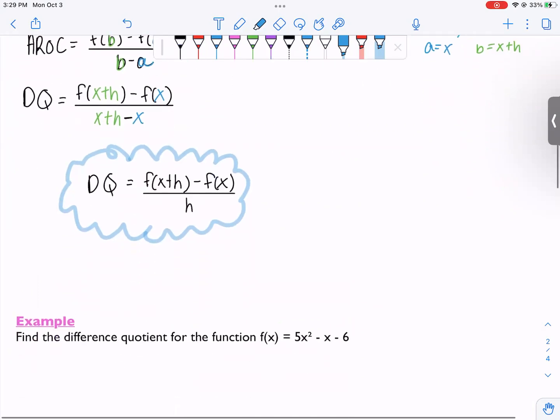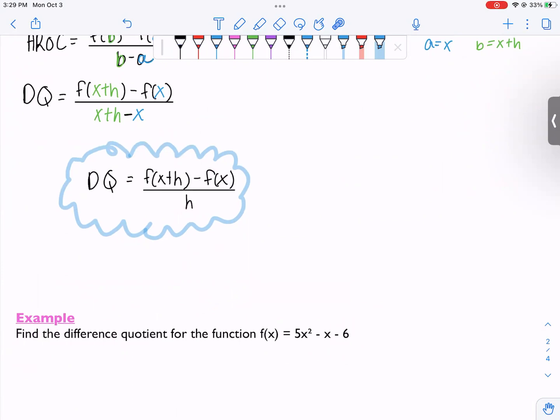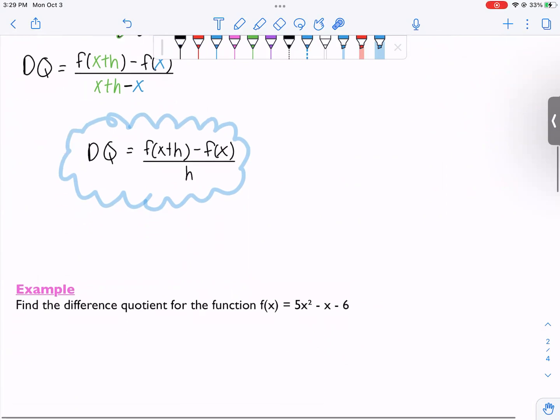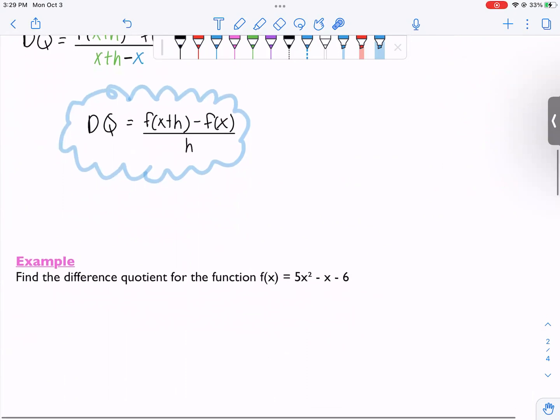So you're not given an interval. You are just taking a function, and this is the formula for the difference quotient. Let's see how this works out. Now your instructions on ALEKS are always going to be to simplify completely. So that is not a written instruction that I have here, but I'm going to assume that it is. So find the difference quotient for the function f of x equals 5x squared minus x minus 6.